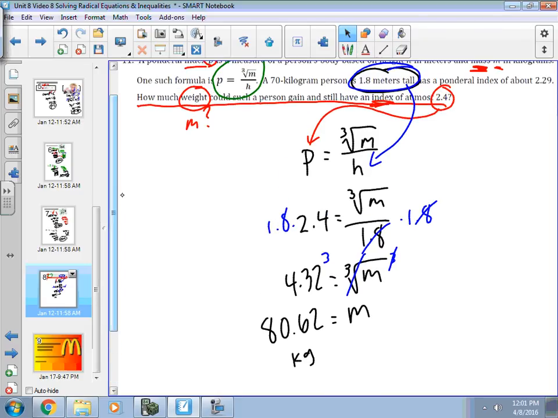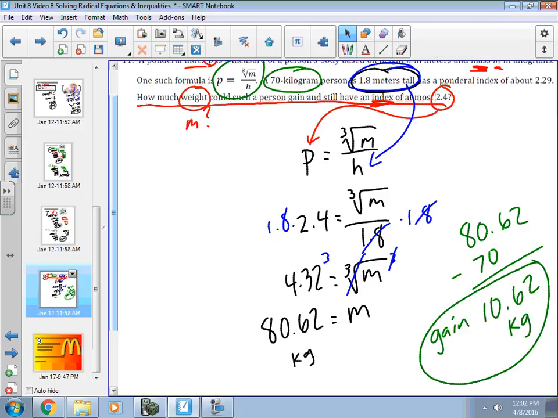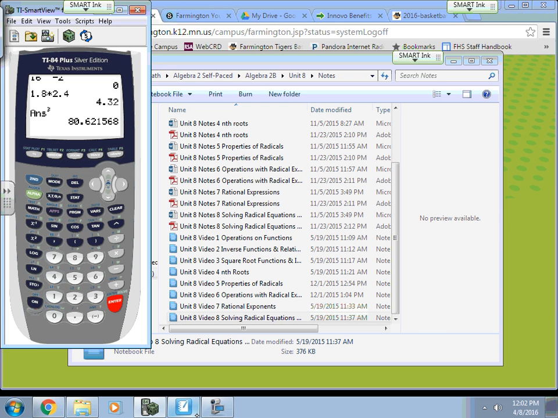Now, you got to kind of look at the answer on this one to see. It says how much weight could a person gain and still have, or how much could this person gain and still have a ponderal index? Well, this person already weighed 70 kilograms. So to answer the question, we should subtract that then to figure it out. So if we take that minus the 70 they already weigh, it looks like this person could gain up to this many more kilograms and still maintain that ponderal index. All right, try some of these solving problems out on your own then and see what you get.